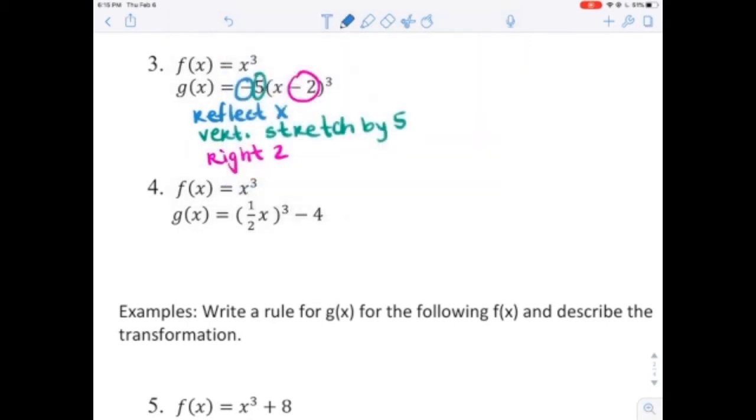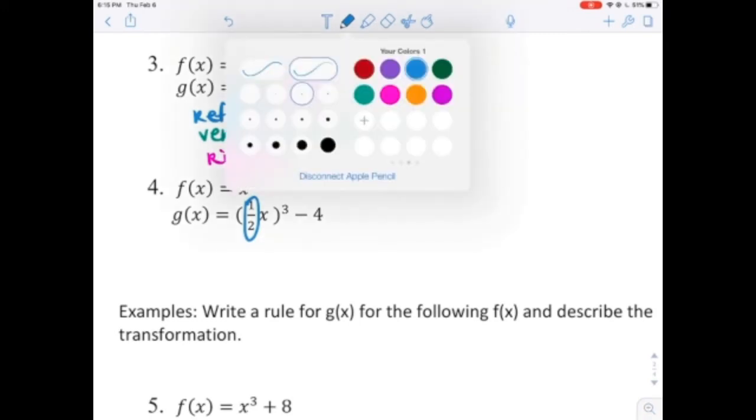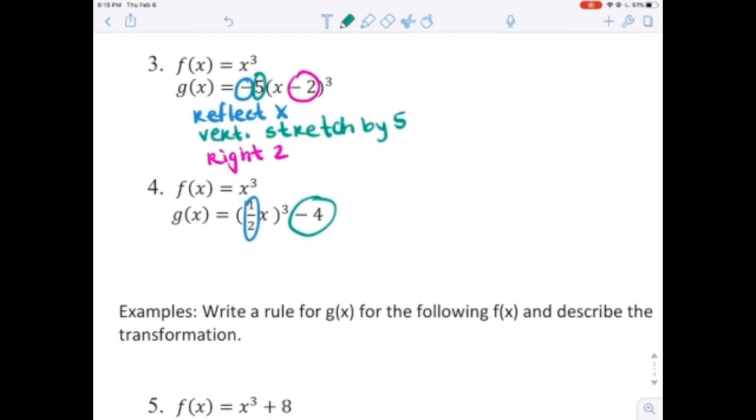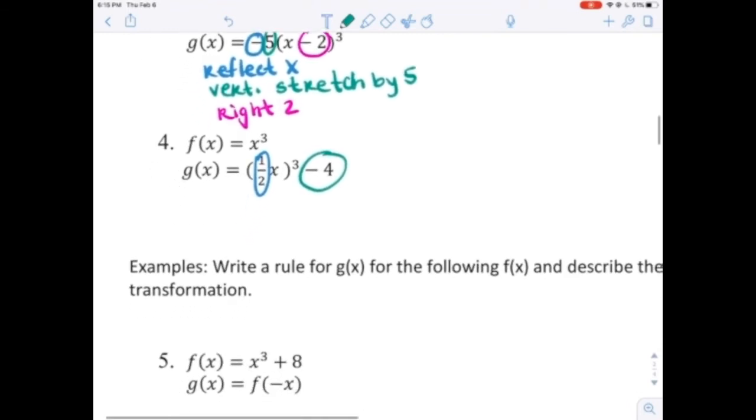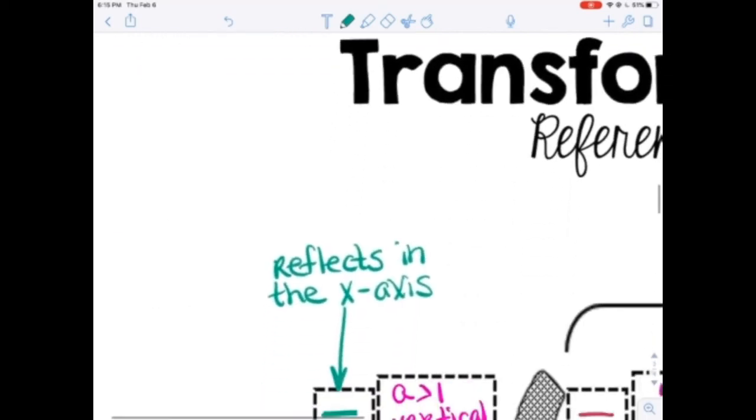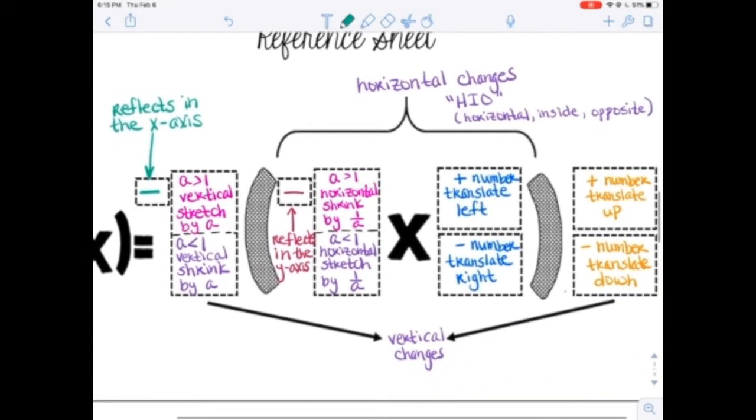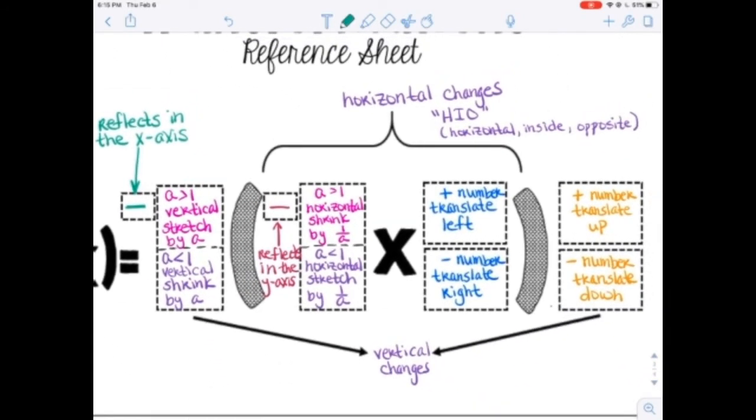So for this one, I see that I have a 1/2 on the inside of parentheses, and I also have a -4 out here on the back. We've seen the -4 or something similar to it out in the back, and we had decided that that was down 4. But let's take a look at this 1/2. Again, I'm going to refer back to my graphic organizer here. And a 1/2 on the inside of parentheses in front of x. So I know that 1/2 is a number less than 1.